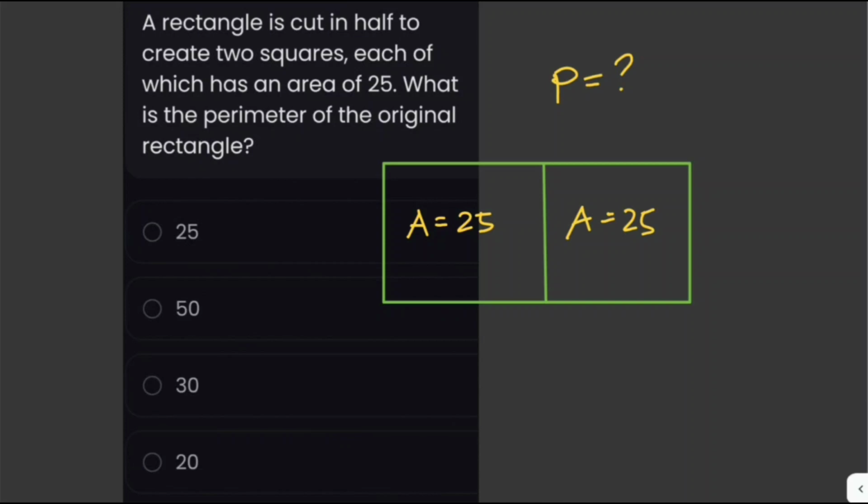And we know that squares have equal sides. Now we can solve for the sides, and we can finally solve for the perimeter. Alright, and to solve for the perimeter, we use this formula. Perimeter of the rectangle, this is just 2 times the length plus 2 times the width. So let's solve for the length and width first.